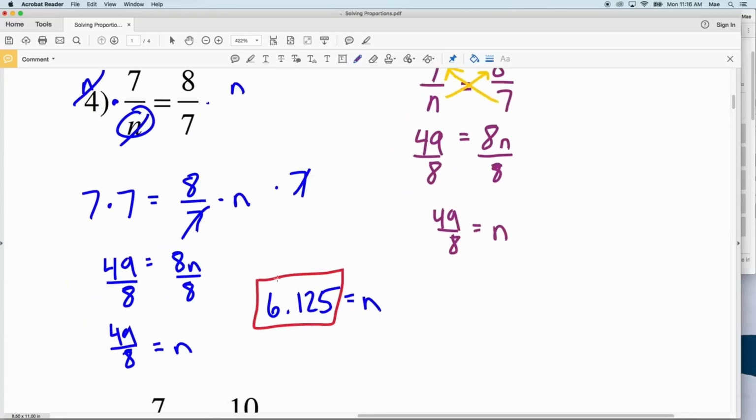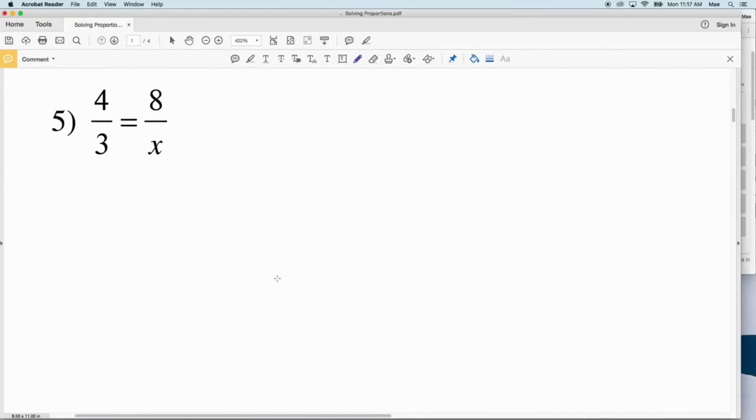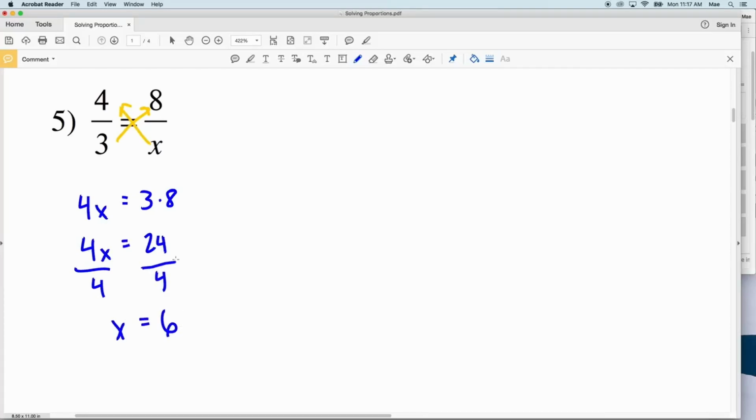Let's go into number 5. In number 5, our variable is in the bottom of the proportion again, so we're going to start by cross multiplying and then solving for x. So 4 times x, or x times 4, is 4x, and that's equal to 3 times 8. So we have 4x equal to 24, so we'll divide both sides by 4 to get that x is equal to 6. So 4/3 is equal to 8/6.